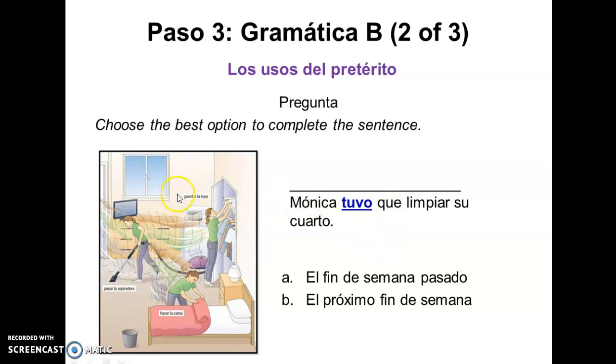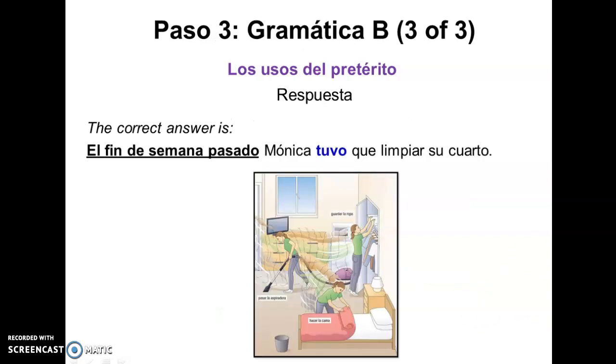And here, using the picture that we had in chapter 5, the example of this girl doing many chores around the house. So Mónica tuvo que limpiar su cuarto. We need to decide which one gives us enough information to express something in the past. A, el fin de semana pasado. B, el próximo fin de semana. Here we need to decide which one expresses something that happened in the past, and it would be el fin de semana pasado. That's the correct one. So last weekend, Mónica had to clean her room. Mónica tuvo que limpiar su cuarto.